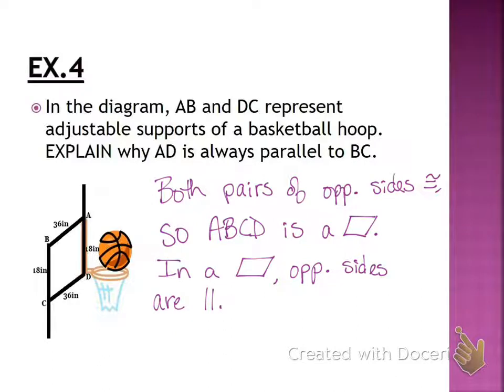So what they mean by that is that even if these supports get adjusted, we could move the hoop up or down. Looks like probably down here. If we move it up or down, AD and BC are still going to be parallel to each other because the lengths of these don't change. It's just getting shifted. Questions, concerns? Are we getting the feel for explaining ourselves on these?